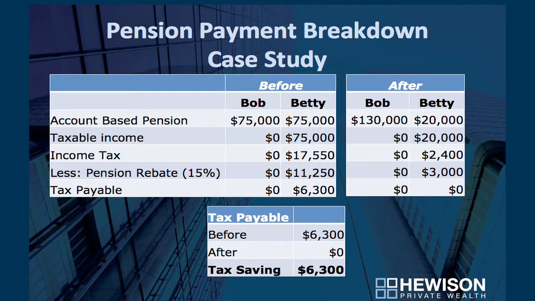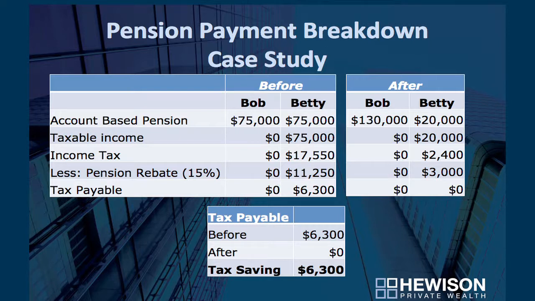However, if Bob and Betty undertake some careful tax planning, they can restructure those payments. So what we want to do is draw the minimum amount from Betty, given she's under 60, and as much as we can from Bob. Now, the reason we've chosen $20,000 for Betty is because that's her minimum pension requirement, which is 4% of her account balance of $500,000. Now, on $20,000, it would result in minimal tax of around $2,400. However, that pension offset of 15% effectively wipes that tax liability away.